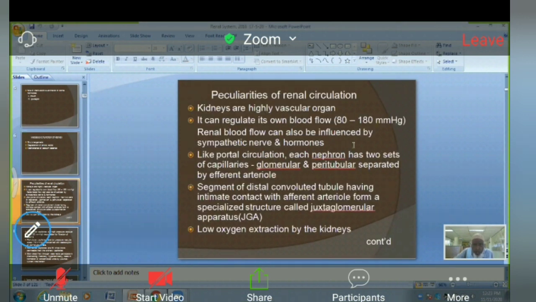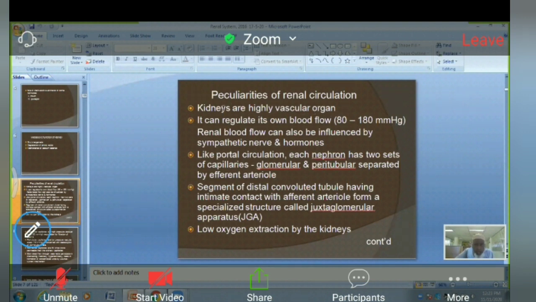Now our main topic is peculiarities of renal circulation. Peculiarity, this word we use, means that it has some dissimilarities with the ordinary circulation. And this dissimilarity is designated as peculiarities. You see, the first part is that kidneys are a highly vascular organ.